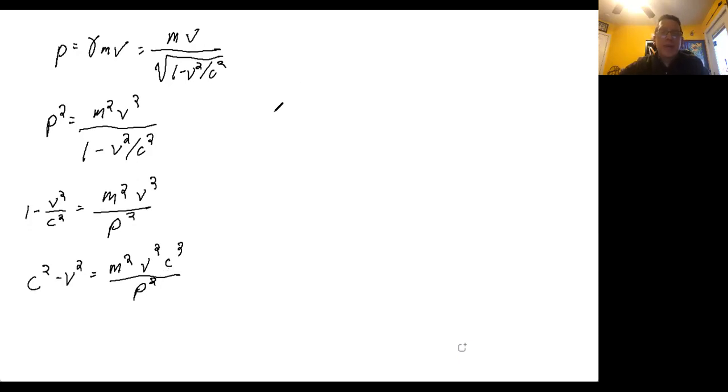Bringing this up, you get v squared multiplied by m squared c squared over p squared minus 1 is equal to c squared. And so that gives you your opportunity to solve this for v. So v squared is equal to c squared.